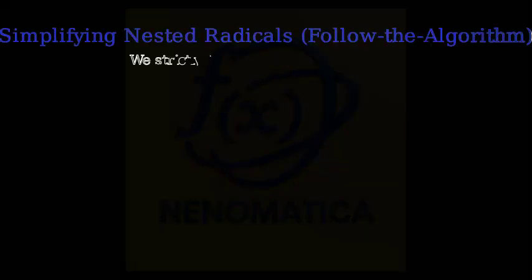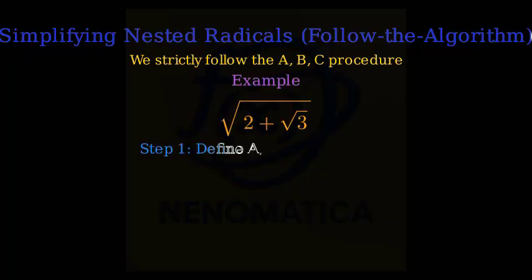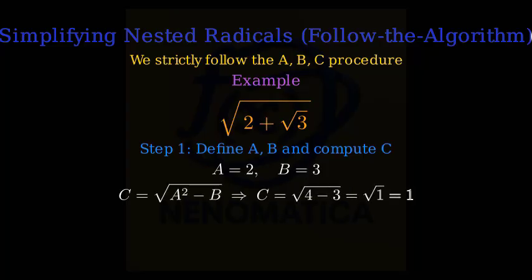In this lesson, we will simplify nested radicals using a clean, two-parameter method. We will follow the exact step order shown on the worksheet. Example. Problem statement. The square root of open parenthesis 2 plus the square root of 3 close parenthesis.